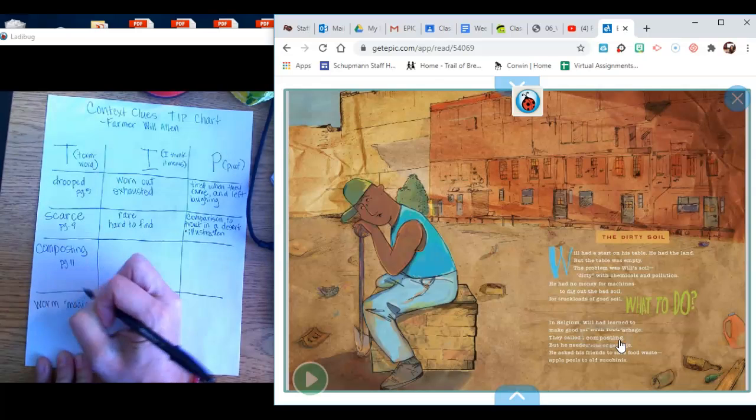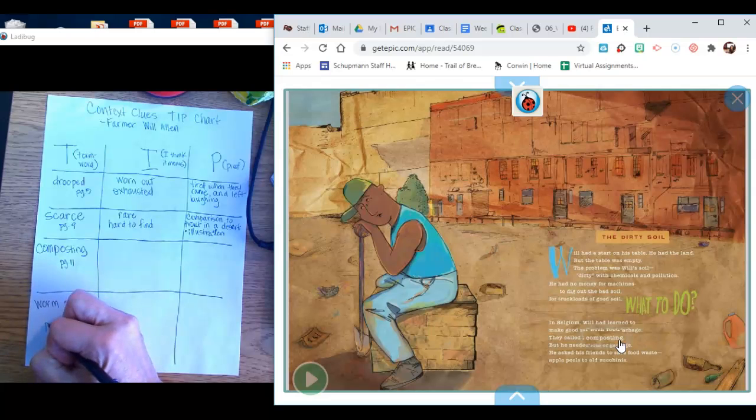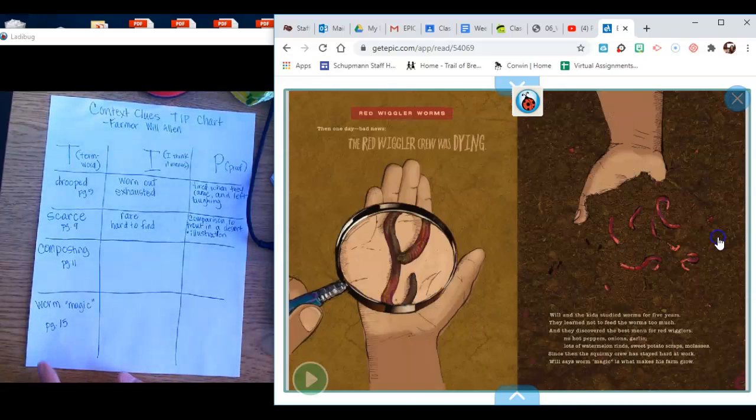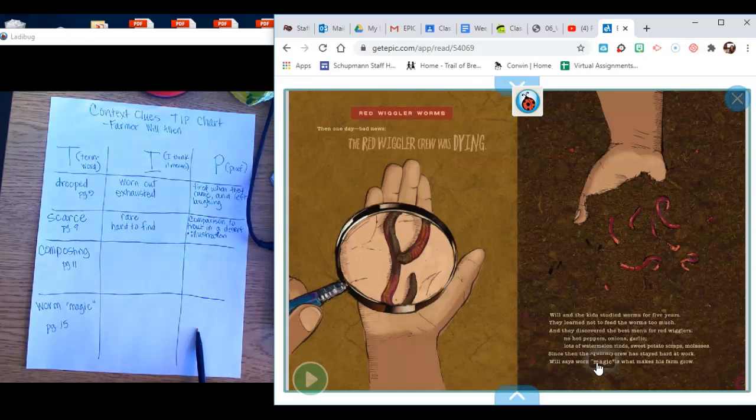And then you're going to find the word worm magic. Worm magic. I don't know about you, but I've never seen a worm do magic. I've seen a magician, but never a worm. And that's found on page 15. So we have 11, 12, 13, 14, 15. So right down here, the very last line on the right side of the page. Worm magic. What did the author mean by worm magic? So you're going to write what you think in the I column, and then the proof from the text in the P column.